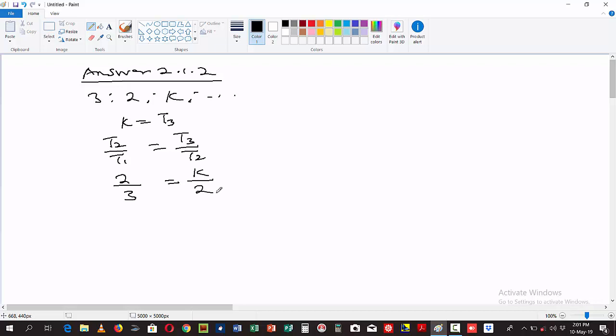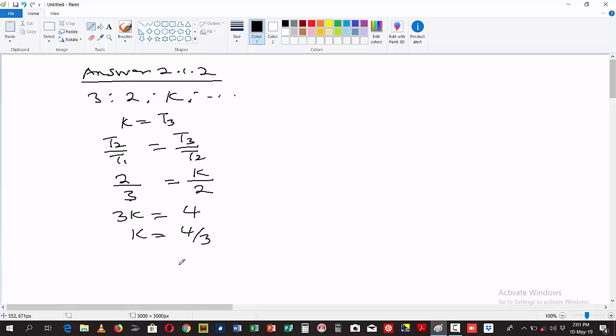Now, we can cross multiply. 3 multiplied by K is 3K, and 2 multiplied by 2 is 4. We divide both sides by 3 to get our K. So it's going to give us K equal to 4 divided by 3. So which means our K is equal to 4 over 3. That is the answer for question 2.1.2.